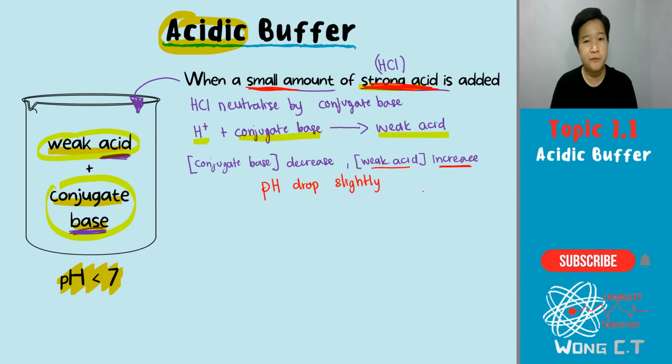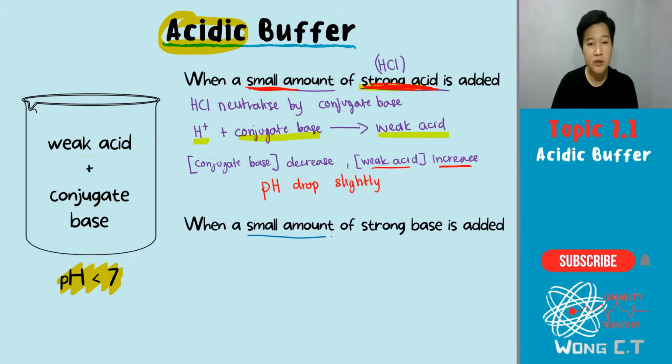Make sense? Simple. So next, what would happen when you have a small amount of your strong base added into the same buffer? Let's say my strong base over here is KOH. Alright, a very simple and common strong base. So when your KOH is added, who do you think will neutralize the KOH? Guys, it's just something very common sense. In your acidic buffer, you have your acid and your conjugate base. And right now, what I have is a strong base.